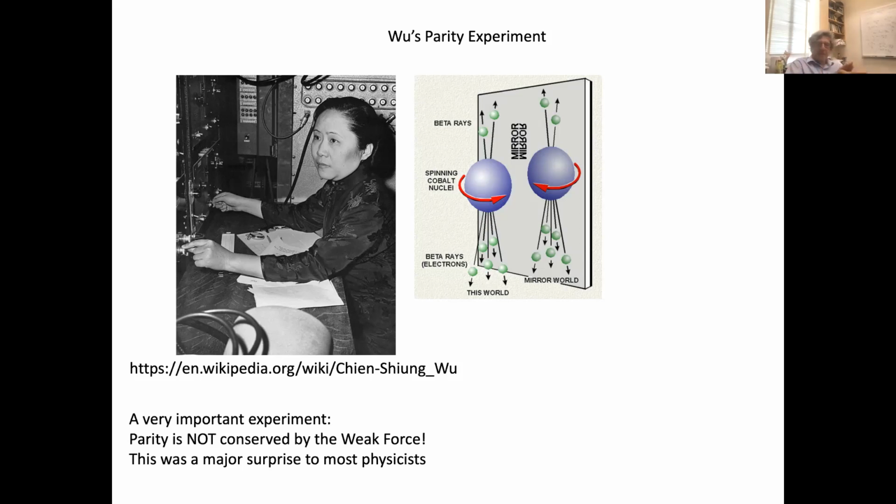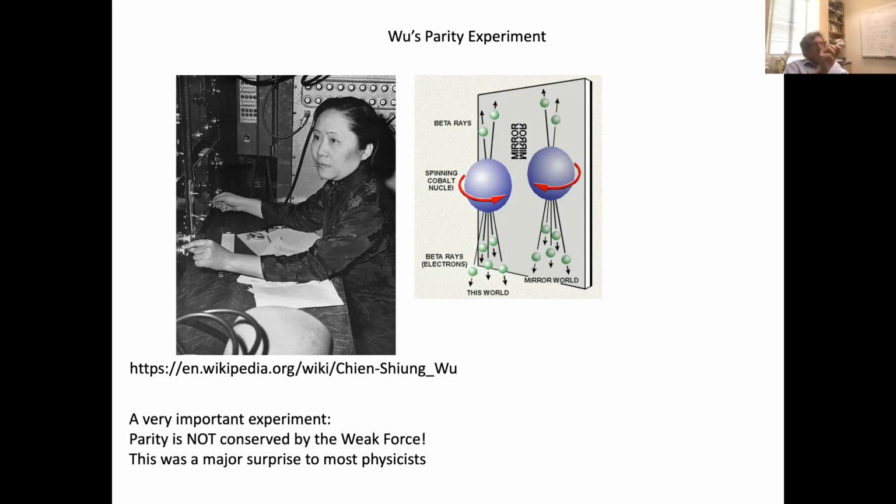You don't have to understand the details of that cartoon on the right, but just the following idea. She came up with an experiment where you would take an element which would beta decay, in other words, it would emit an electron and then turn into something else. You would align the spins of this element in one direction. If you did a parity transformation, you'd get the thing in the mirror, which would look different because those red lines are going around in a different sense with respect to the directions of the emission.